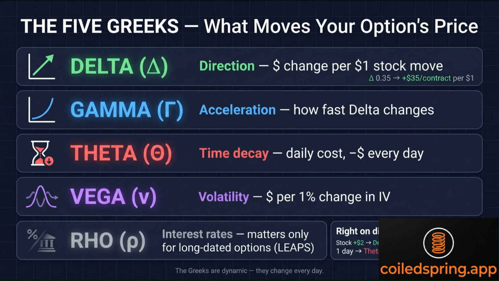Not because anything went wrong with your directional view, but because Vega worked against you harder than Delta worked for you. This is not a theoretical scenario. This happens constantly, especially around earnings, where IV spikes before the announcement and then collapses immediately after. You can be right about the direction and still lose if you don't understand the Greeks interacting simultaneously. Know your Greeks. All 5. Every day.